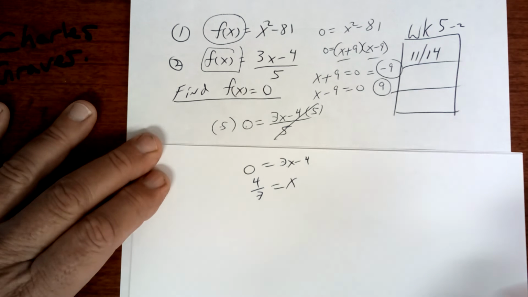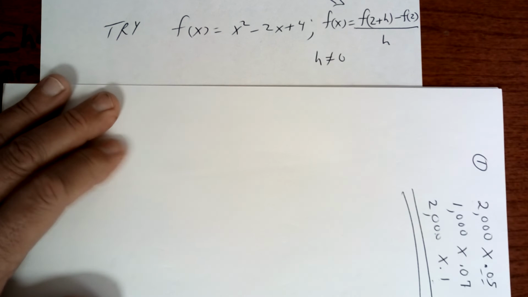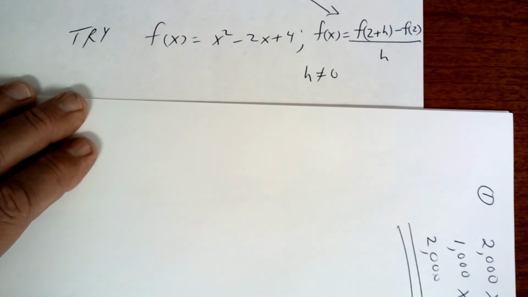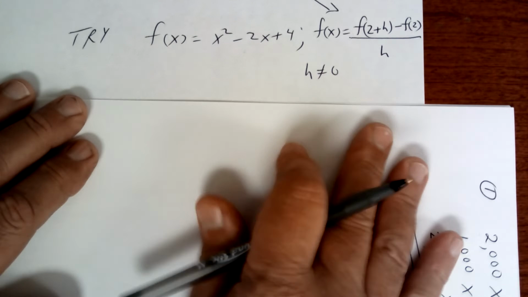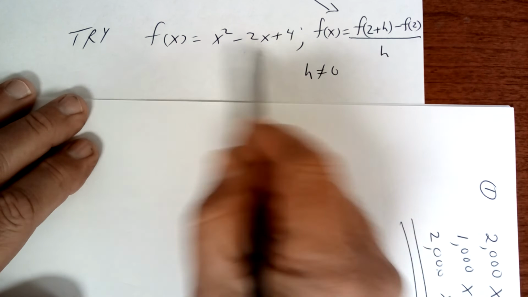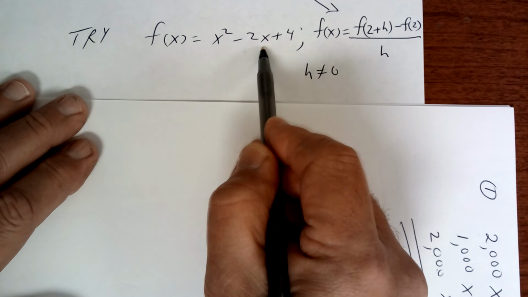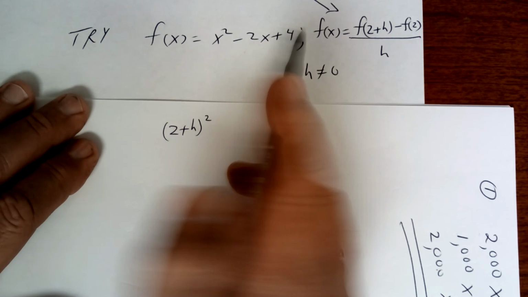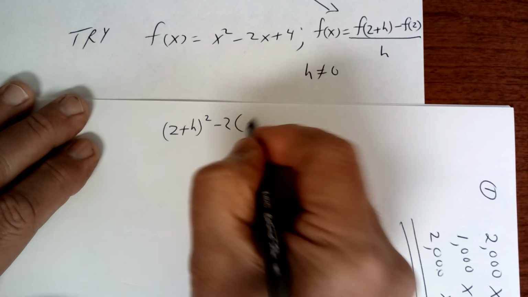Okay, today we're doing this right here on a new sheet of paper. Copy down this problem and let's try to work it. When you get to calculus, this is similar to what you're going to be doing. What you're going to do is substitute this in place of the x's here. So you're going to say 2 plus h quantity squared minus 2 times 2 plus h plus 4.